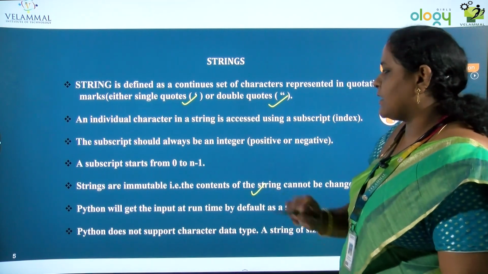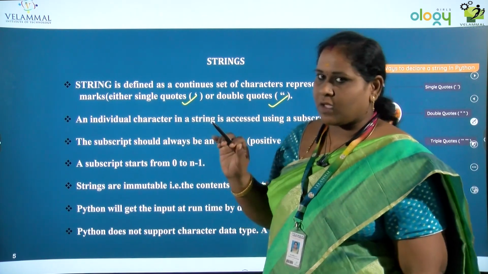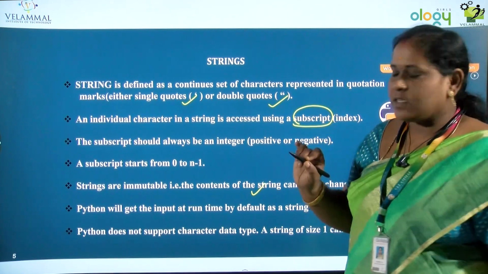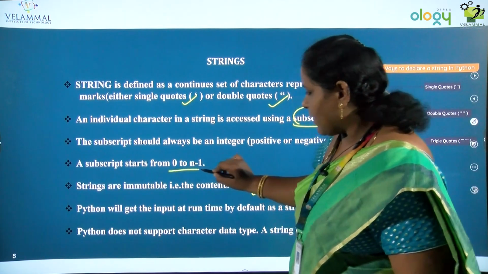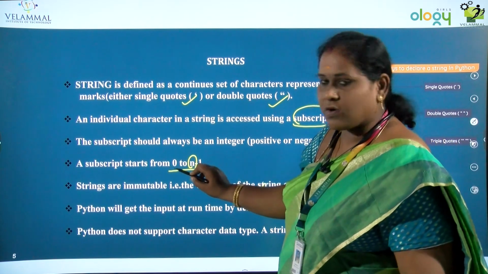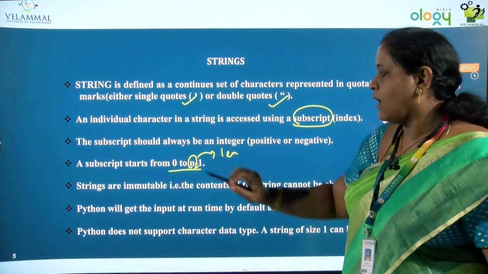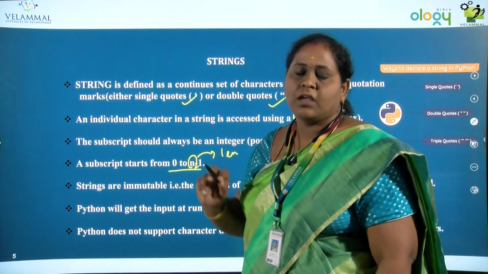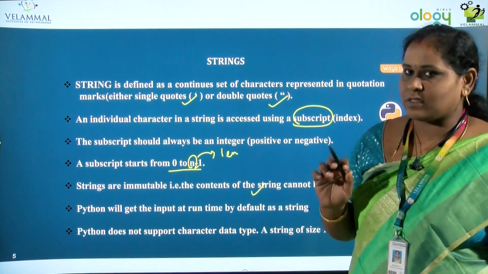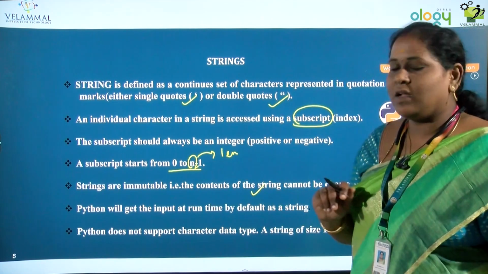Next, each individual character in the string can be accessed with the indexing operator, also called a subscript. The range will always be from 0 to n minus 1, where n is the length of the string. Next, the subscript you use can be a positive or a negative number, but it should not be 0. This is a very important thing to keep in mind. Let us go on to the next slide.